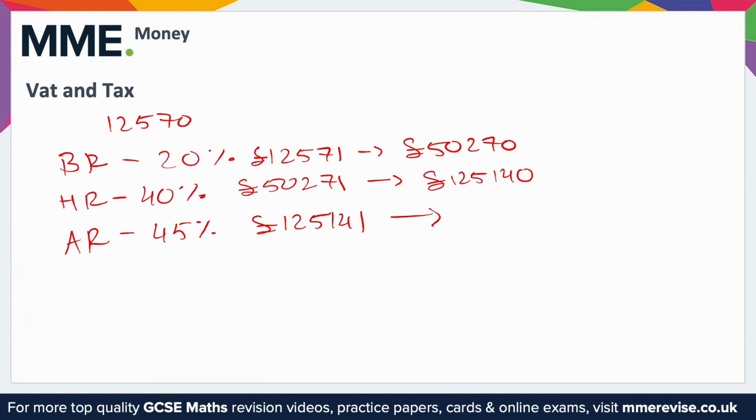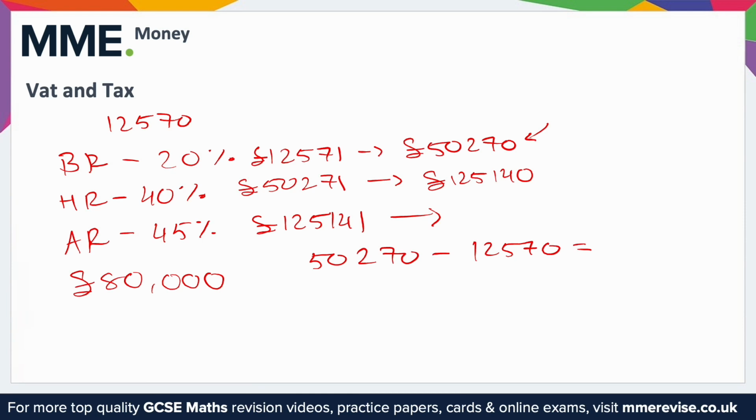So, for example, let's say that somebody earns £80,000 a year. We want to figure out how much tax they pay. So first off, let's figure out how much is tax-free. That's £12,570. So then, focusing on this band, we can do 50,270, take away £12,570, which gives us £37,700, which is taxed at 20%.